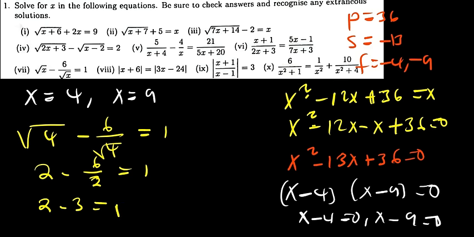Okay, we can clearly see that this is going to give me negative 1. Negative 1 is not equal to 1. Therefore, x is equal to 4 is an extraneous solution. It's not part of the solution. Let's try 9.